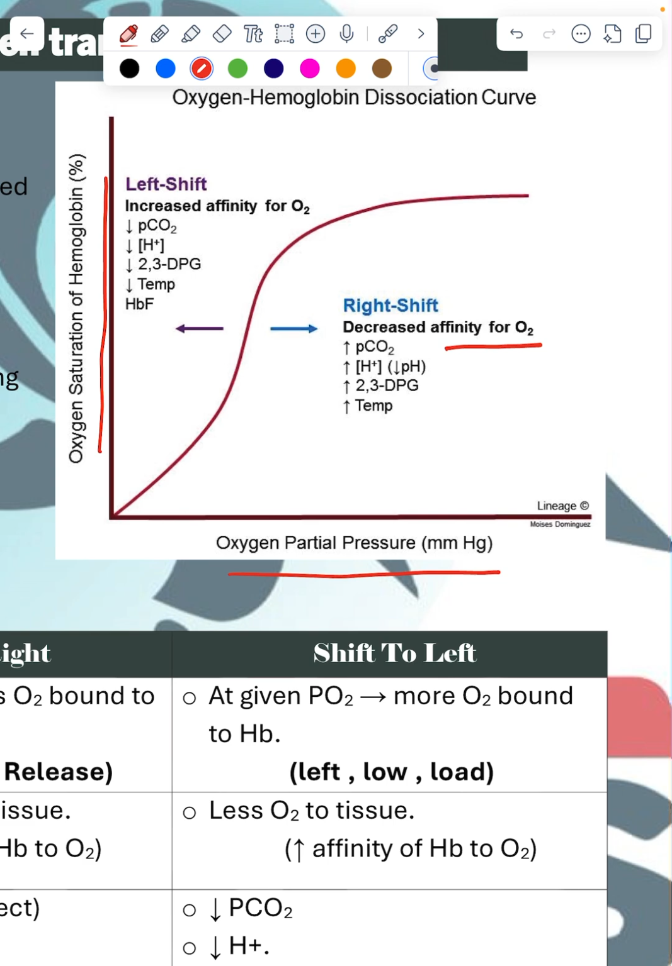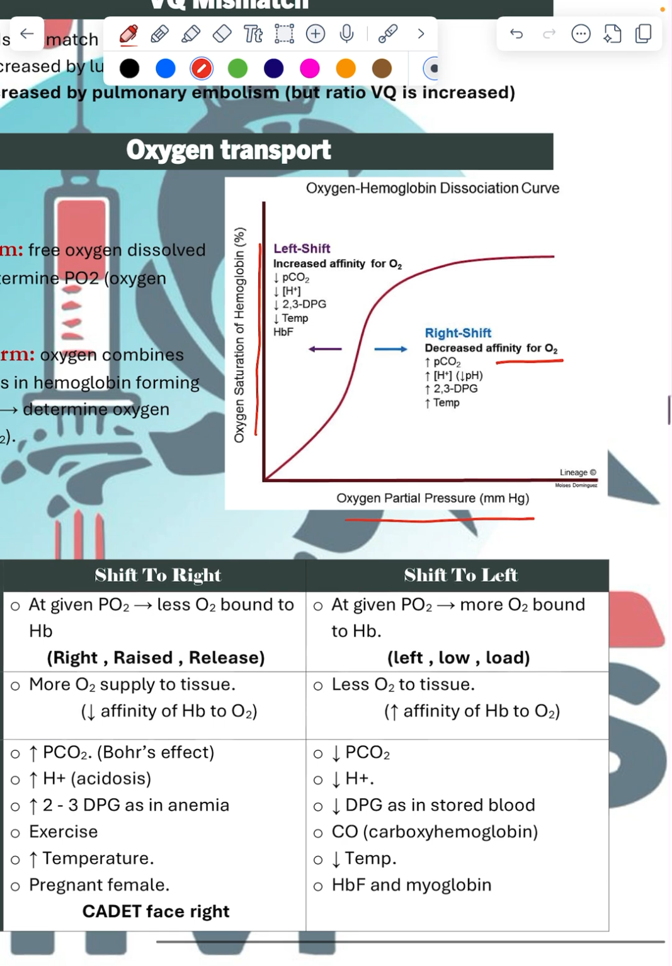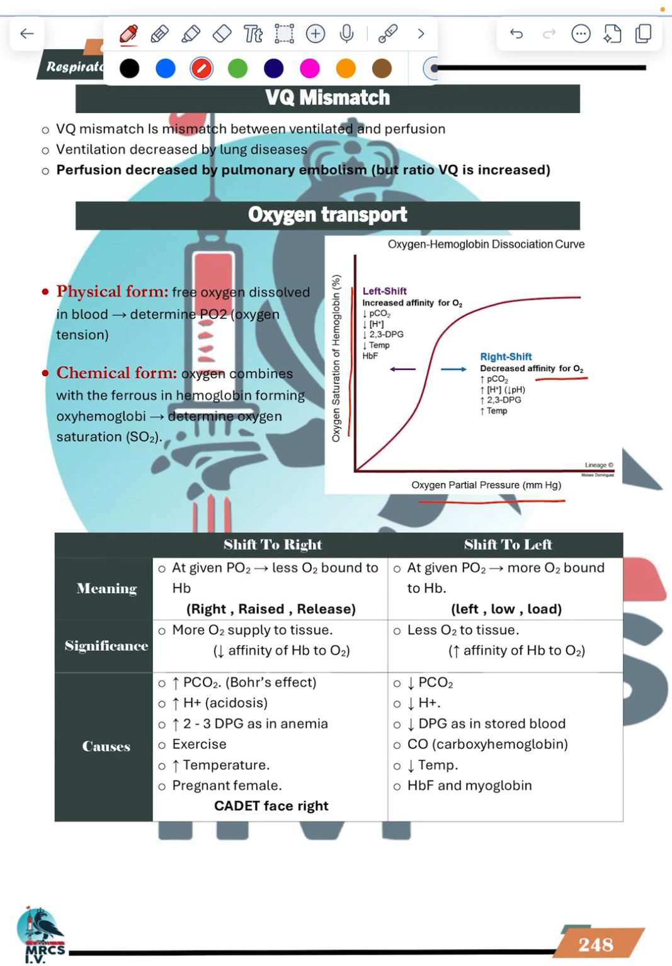Whenever there is acidosis, pH is decreased, hydrogen ions are increased. Whenever 2,3 DPG is increased, or temperature is increased, all these conditions shift the oxygen dissociation curve to the right. This is the Bohr effect, and the opposite of this is a shift to the left. Shift to the left is more dangerous, with low release, and right is raised oxygen release. So CADET phase right, that is the Bohr effect.